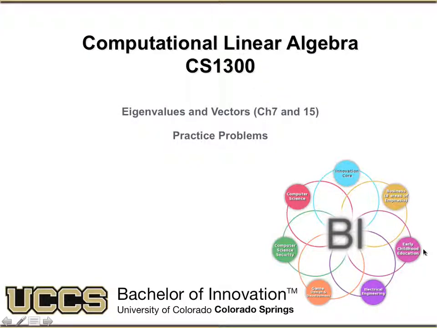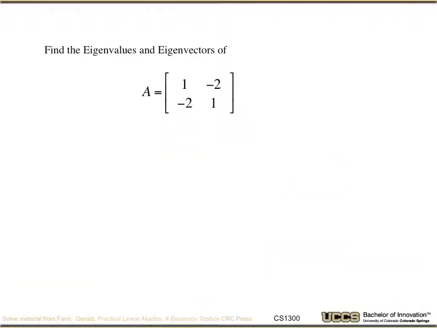Okay, so let's look at some practice problems for eigenvalues and eigenvectors. This is drawing materials from both chapters 7 and 15. We're not going to stick to just 2D, so let's go through both of them. Let's start with a 2D problem, though. Find the eigenvalues and eigenvectors of this matrix A equals [1, -2; -2, 1].